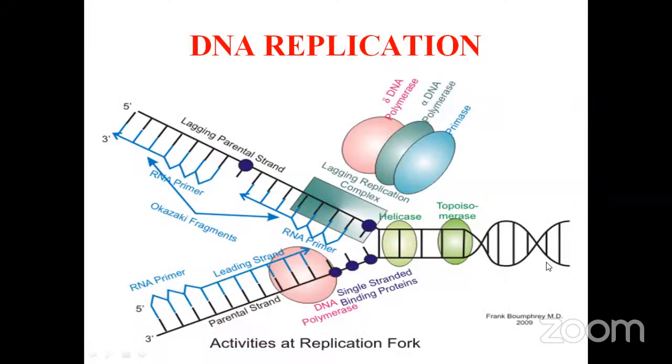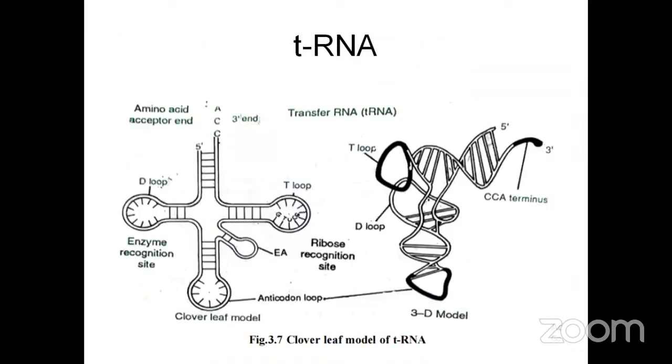Okay. So there are three types of RNA, which I already told you, we discussed earlier: messenger RNA, ribosomal RNA, and tRNA. tRNA's other name is transfer RNA. Right. Are you able to see this picture? Yes, sir.